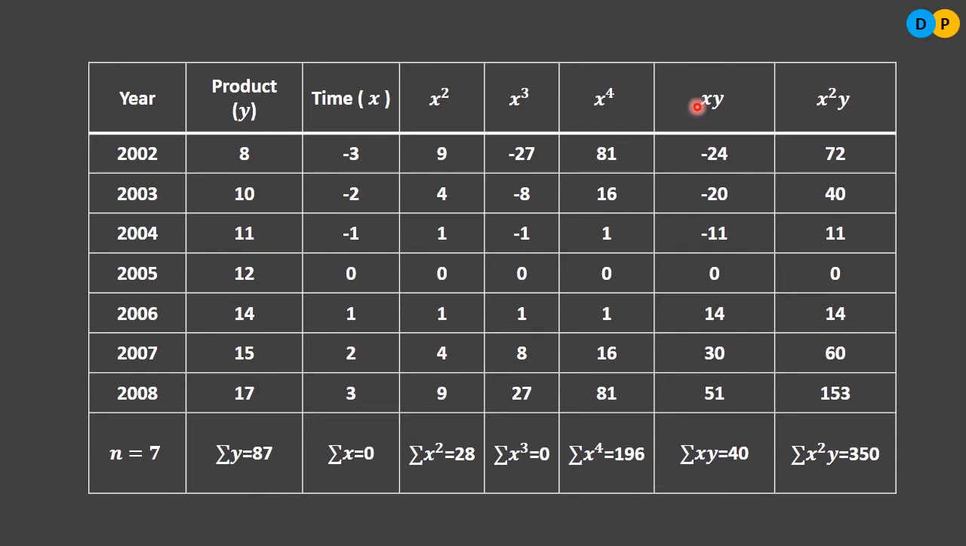Later you need to add one more column, xy. You need to multiply x and y values. Similarly you need one more column, x square y, x square and y, these two columns. After finding all the summation values, let us now substitute them.